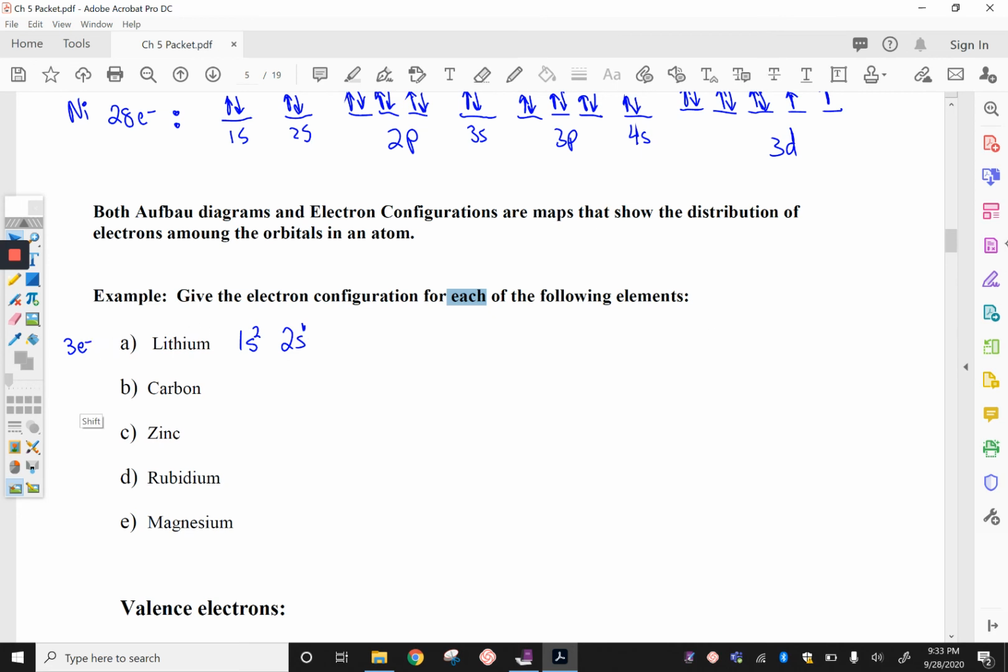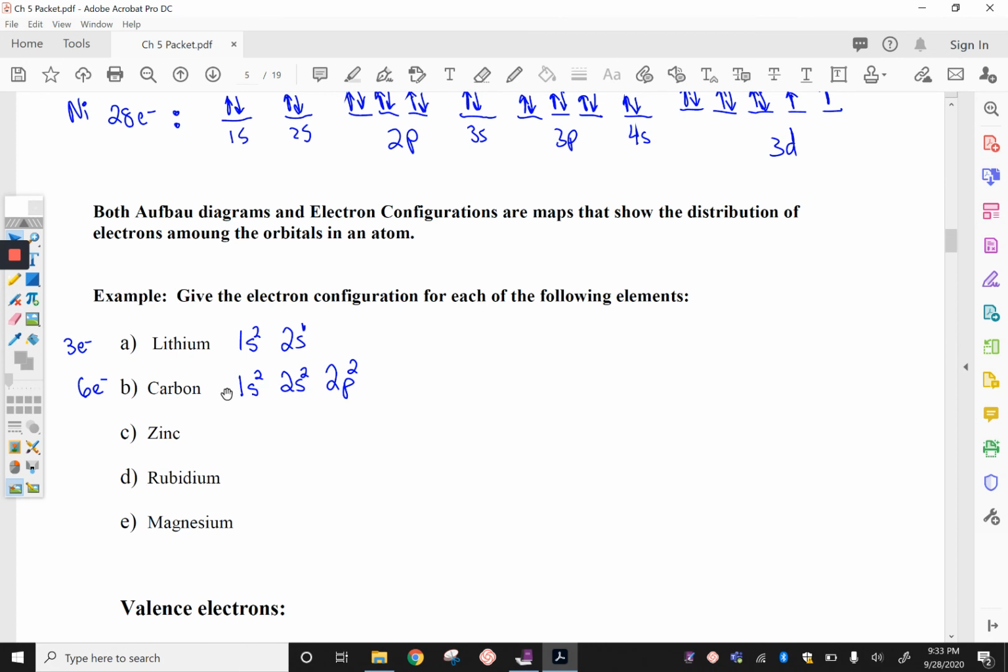Let's try carbon. Carbon has 6 electrons. So I start with my 1s. How many electrons can I put in the 1s? I can put 2 electrons. Then I go 2s. 2s holds how many? 2. Next comes 2p. 2p can hold how many? Well, it can hold 6 electrons, right? But how many more do I need to get to the total of carbon? I only need 2 more, right? So 1s2, 2s2, 2p2.